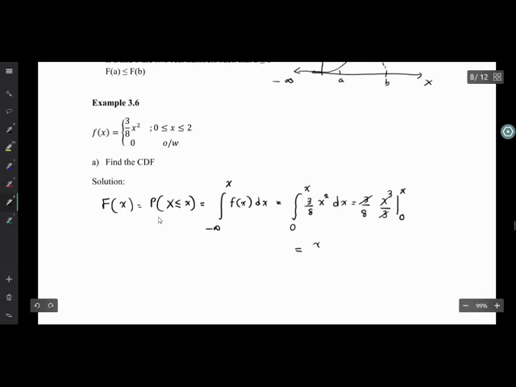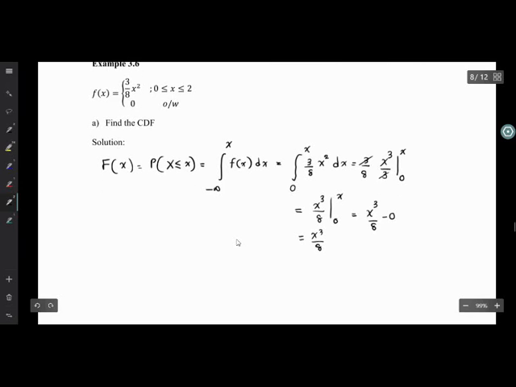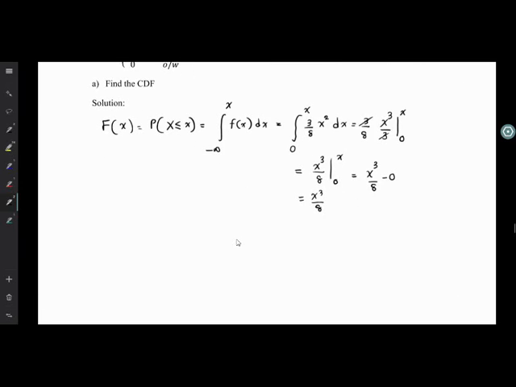So we get x to the power 3 over 8 from 0 to x. So when x is x, it's simply x to the 3. When x is 0, we have 0. So the CDF is simply x to the power 3 over 8. Now this is not the final answer. You have to make sure you write it in the proper way. So this is how you write a CDF in the proper way.